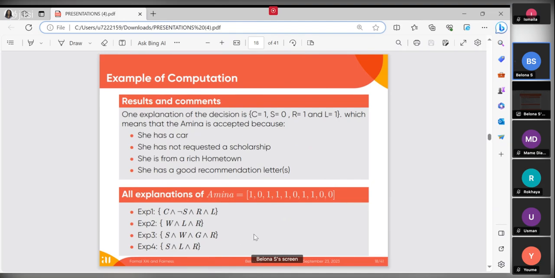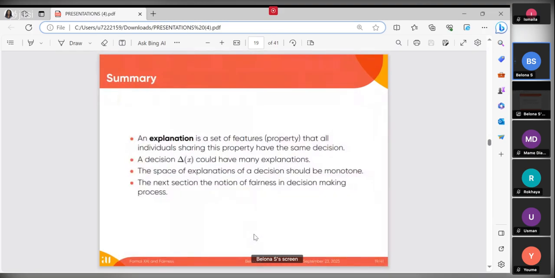So in formal explanation, what you should keep in your mind for now is that we are looking for a small subset of features that are necessary to take your decision. The second thing that you should keep in mind is that you don't only have one explanation, you can have many explanations. And because of the way the explanations are computed, you should also understand that the space of explanations in formal explanation is monotone.